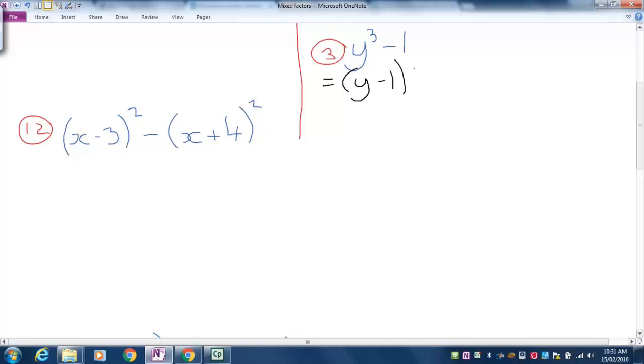Then in my second set of brackets, I'm now looking at my first set to figure out what terms go in there. So I square that first term. I get y squared. It's going to be a plus because that's what our rule says. And then I multiply the 1 and the y together to give me simply y. And then I square the last term, which will just give me 1. So fully factorised, I get y minus 1 times y squared plus y plus 1.